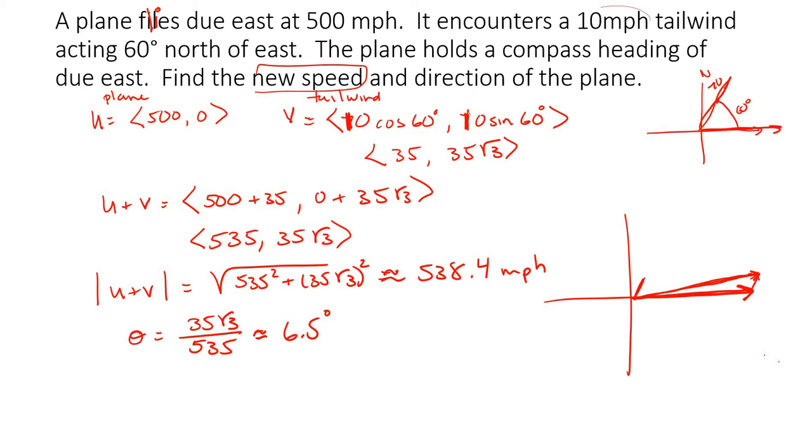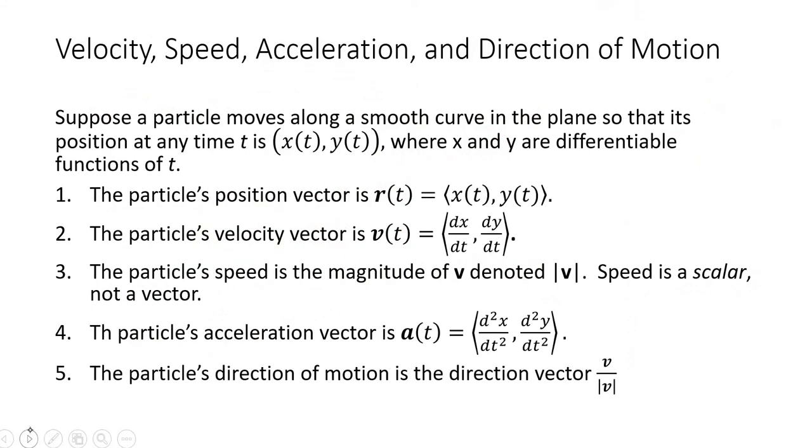So let's go on and look at some things, because this has all just been vector work, trig work, that we haven't applied any calculus yet. So velocity, speed, acceleration, and direction of motion. Suppose a particle moves along a smooth curve in the plane so that its position is x of t, y of t, where x and y are differentiable functions of t. So the position vector now, r of t, is x of t comma y of t.